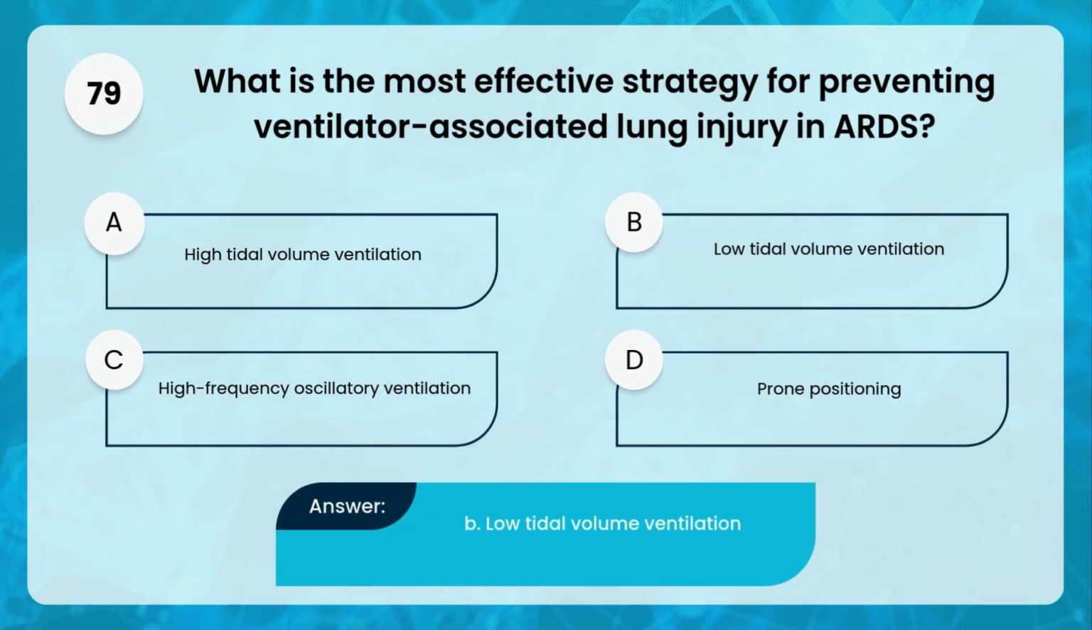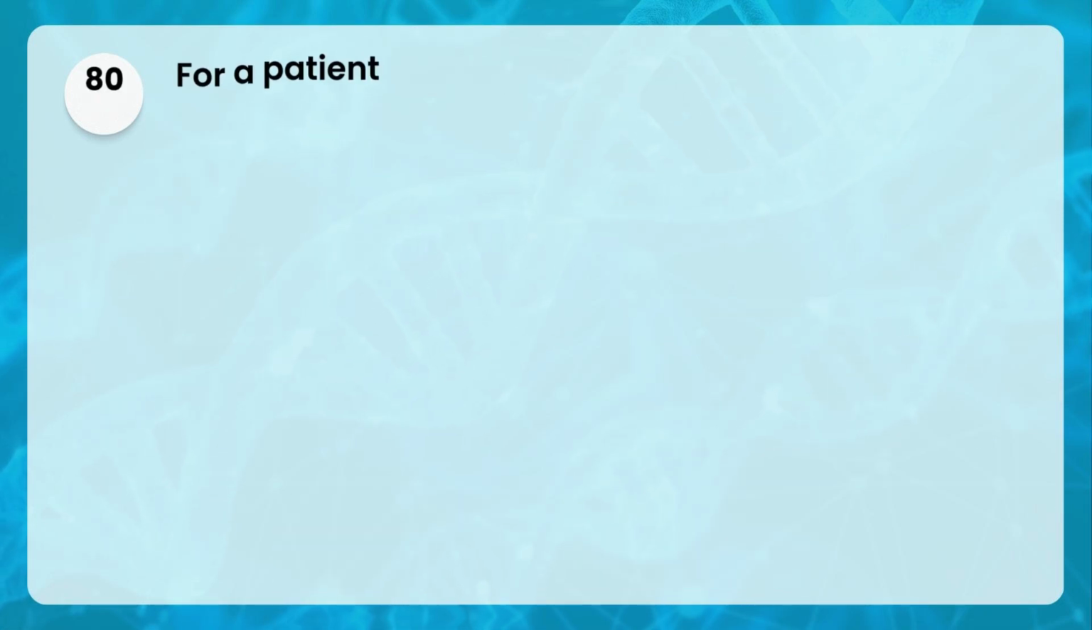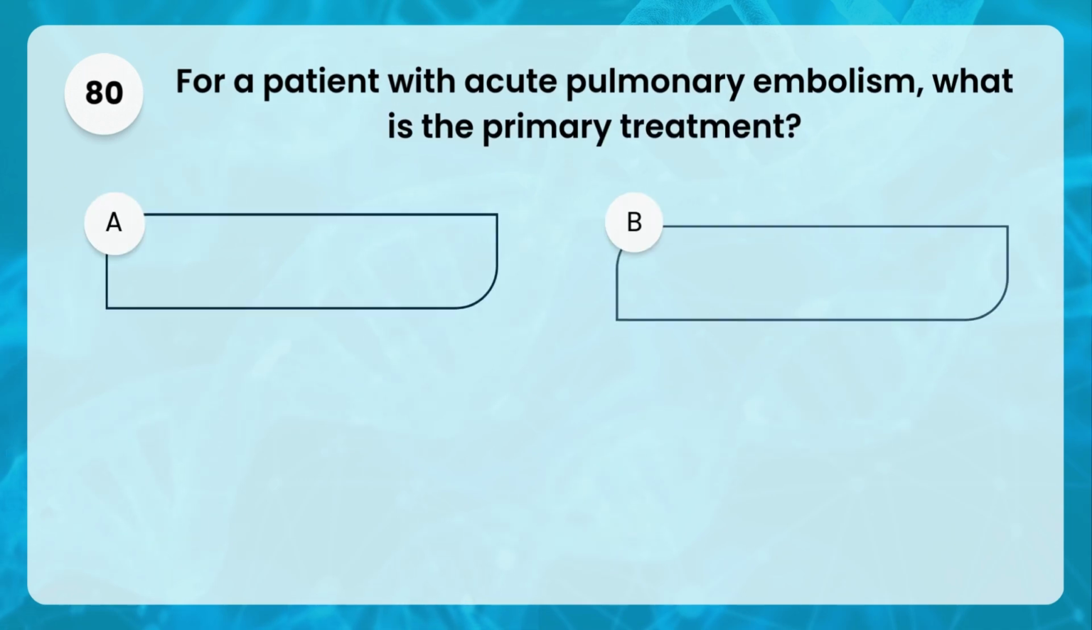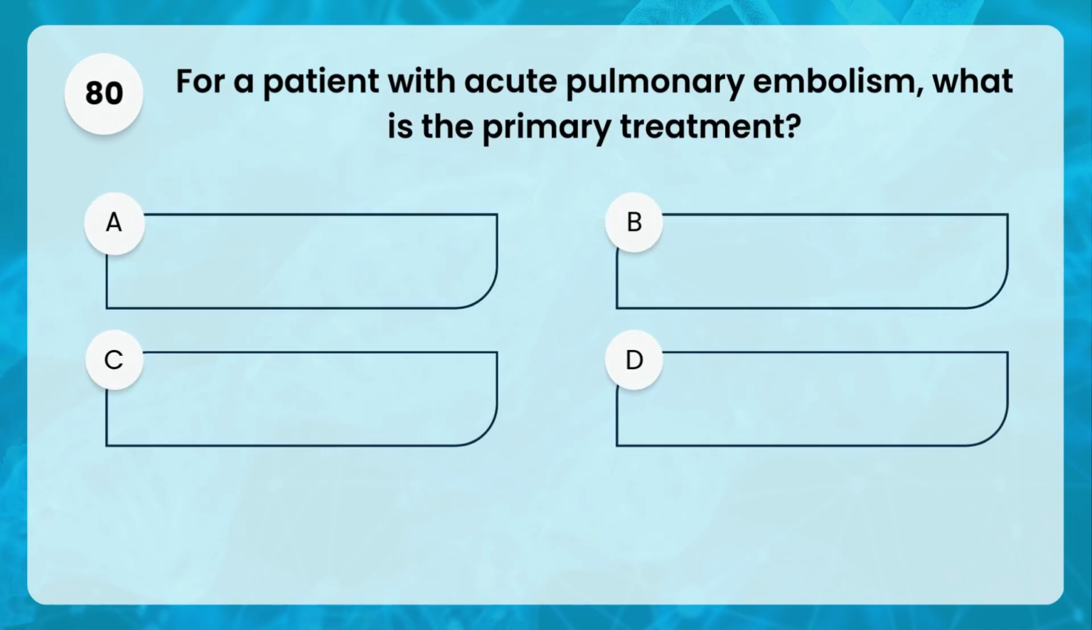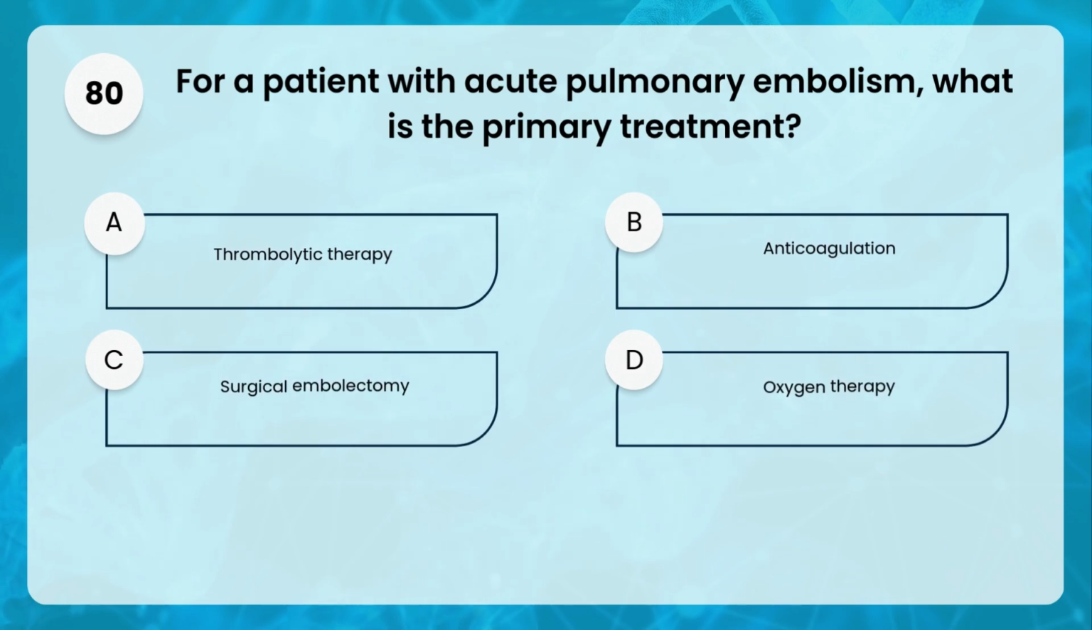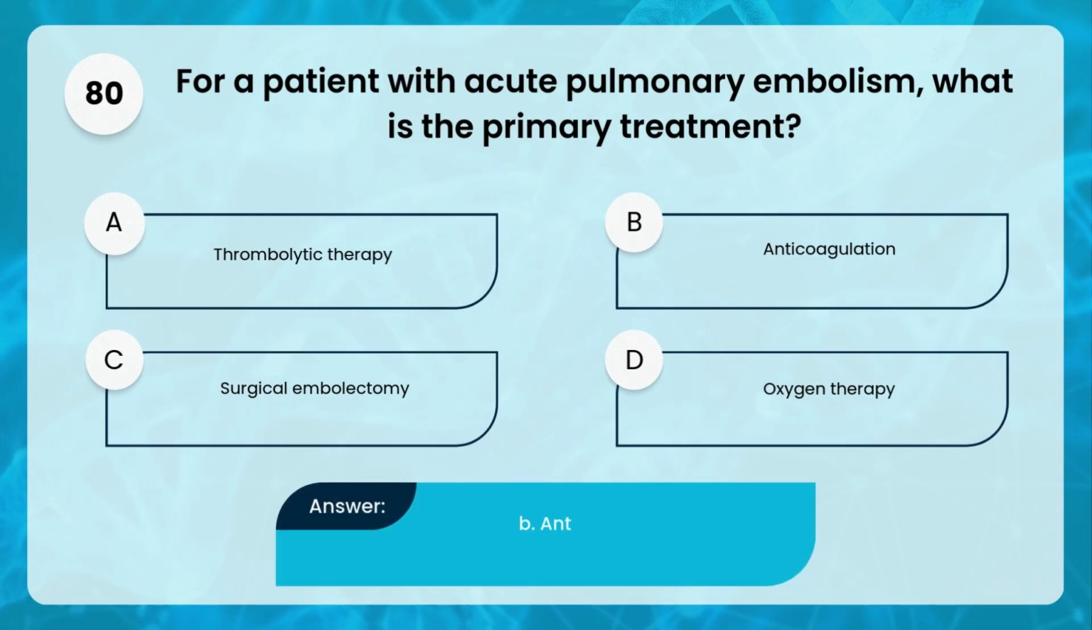Low tidal volume ventilation. 80. For a patient with acute pulmonary embolism, what is the primary treatment? A. Thrombolytic therapy. B. Anticoagulation. C. Surgical embolectomy. Or D. Oxygen therapy. The answer is B.